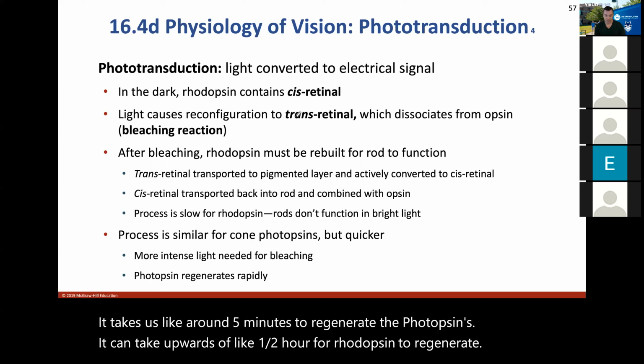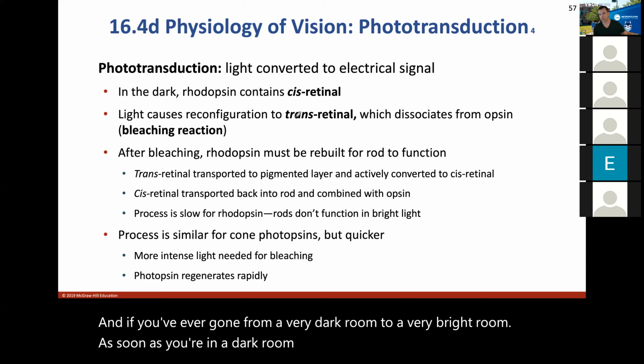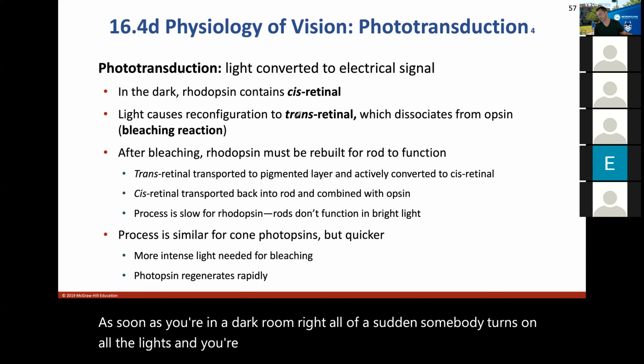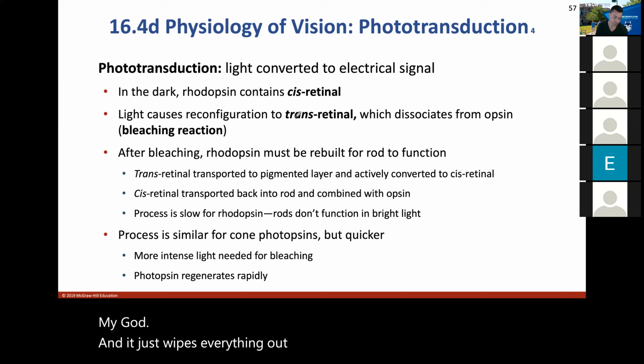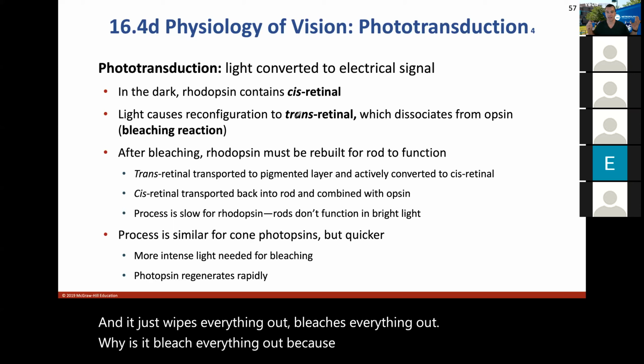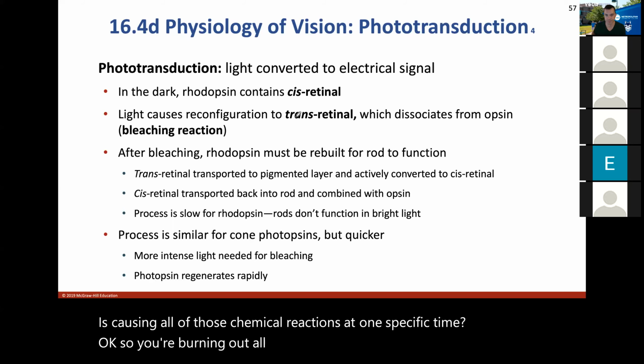And if you've ever gone from a very dark room to a very bright room, all of a sudden somebody turns on all the lights and you're like, oh my God, pain. And it just wipes everything out, bleaches everything out. Why does it bleach everything out? Because all that light is causing all of those chemical reactions at one specific time. So you're burning out all your rhodopsins. That's what's happening there.